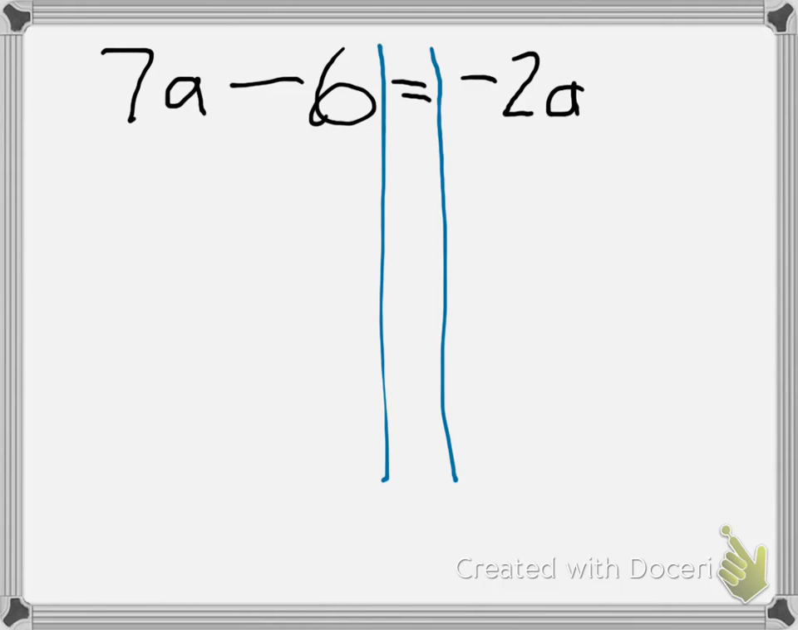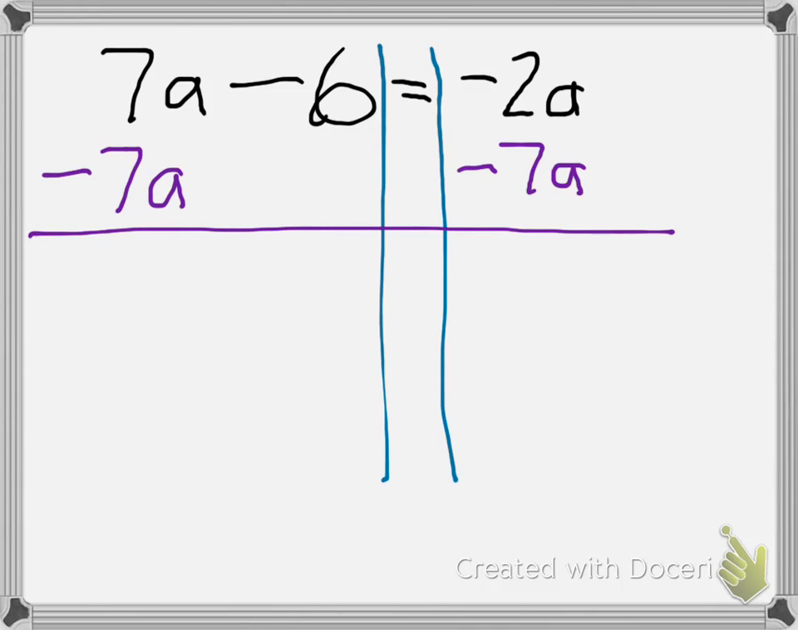But notice that this negative 2a on the right-hand side is already alone. So really, it doesn't make any sense to move it and then move it again if we need to. So what we should just do is get the a's together. So instead of moving the negative 2a on the right-hand side, we're actually going to move the 7a. And to move that 7a, we're just going to subtract it. So we're just going to do minus 7a on each side. Okay? And then we're just going to draw the line.